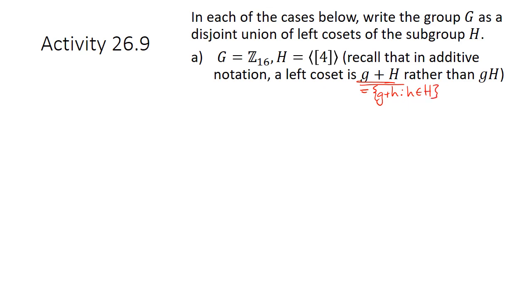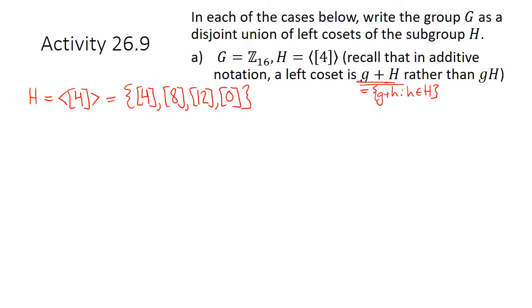Okay, so let's establish what H actually is. H, the cyclic subgroup generated by [4], is going to be [4], and then [4] plus [4], or 2 times [4], which is [8], and then 3 times [4], which is [12], and then 4 times [4], which is [16], which is actually [0]. That's what H is. And then all of the left cosets look like taking those 4 elements and adding a single number to each of them.